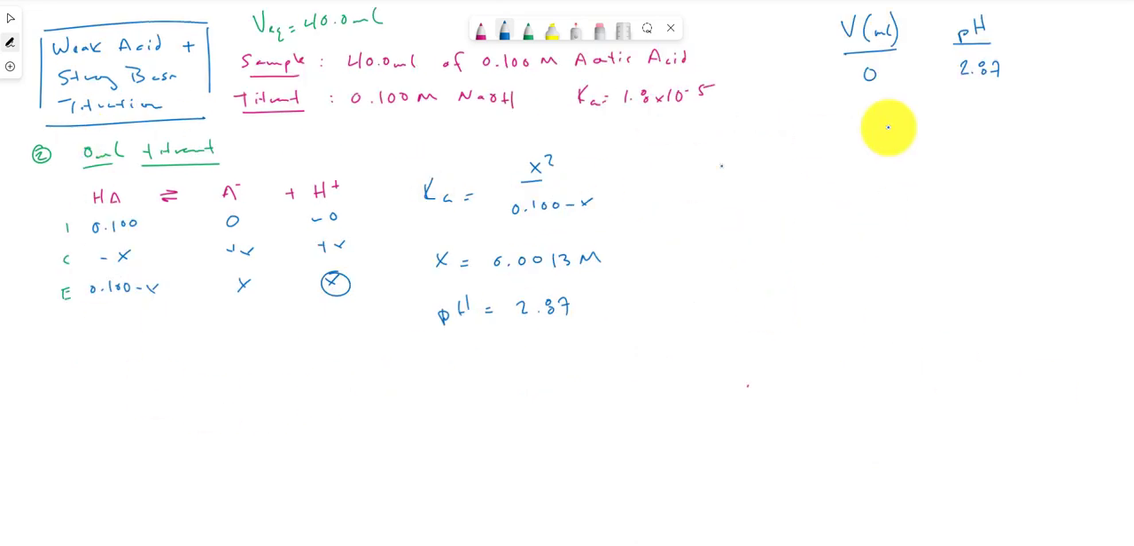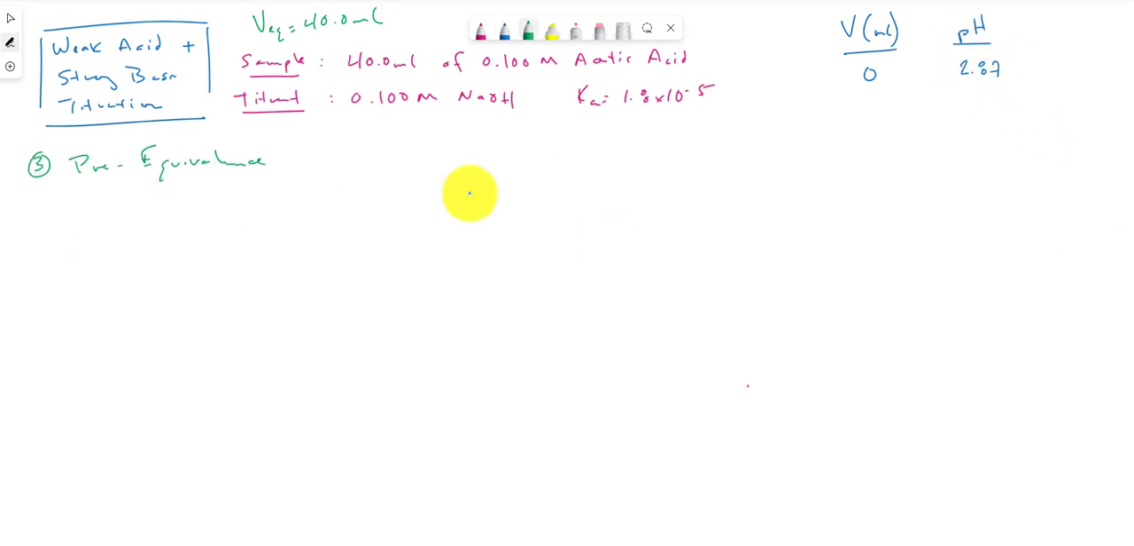So instead of plotting this in real time, I'll just keep track of the data. So we now have the data point of 0 milliliters on our x-axis yields a pH of 2.87. We also know that the equivalence is at 40 milliliters, but we have yet to compute its pH. So let's think about the pre-equivalence region. This is why it's nice to figure out what the equivalence volume is to start.